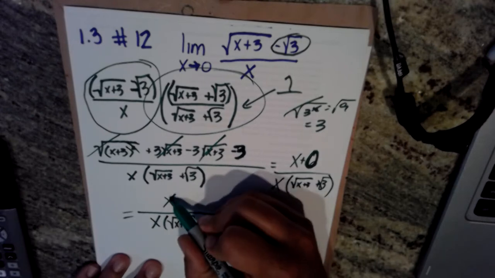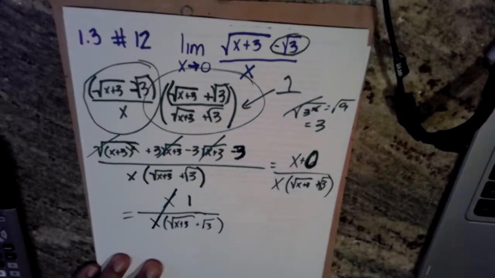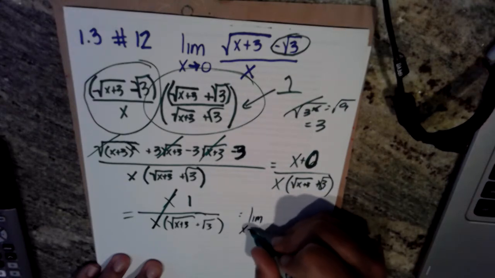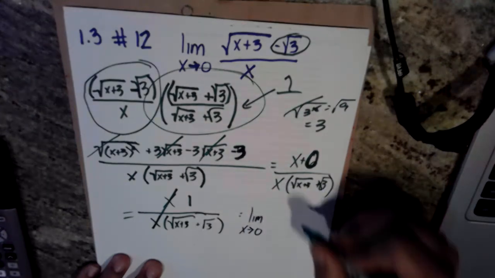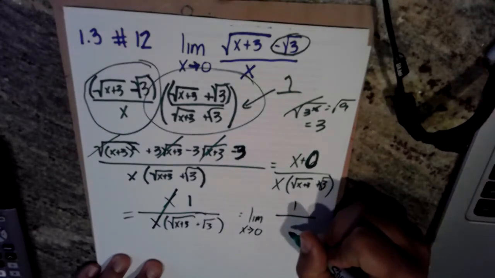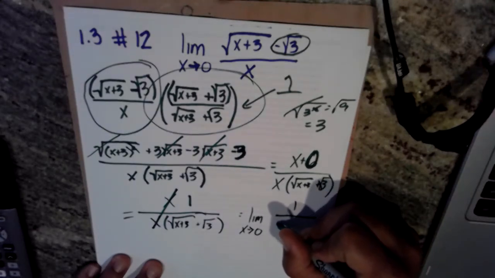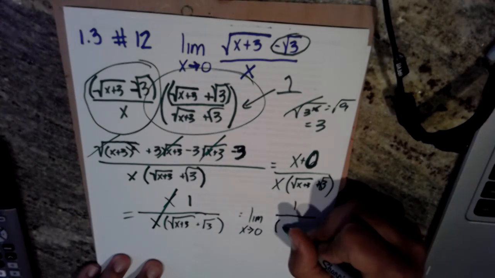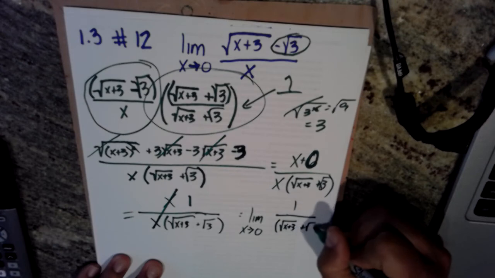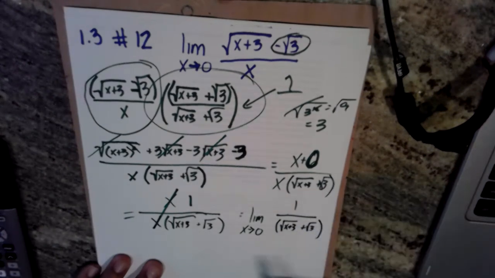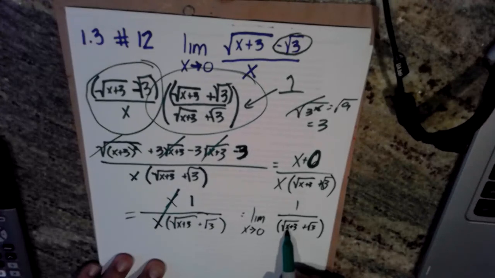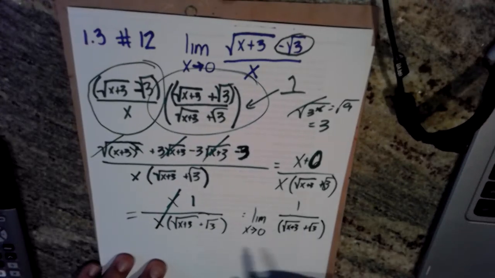Okay, cool. Now watch. X divided by x, that's just 1. So we got the limit as x approaches 0 of 1 over radical x plus 3 plus radical 3. Now I'm to a spot where I can put the 0 in for x. I'm allowed to put it in. I just can't divide everything by 0.